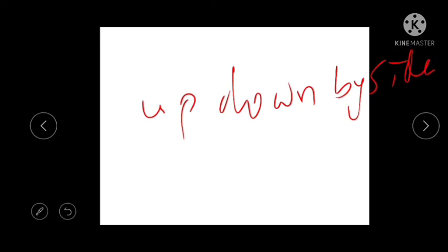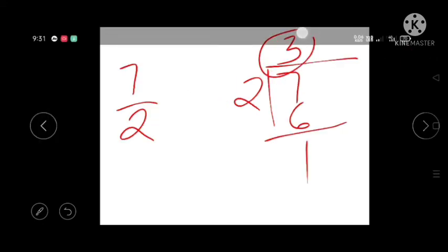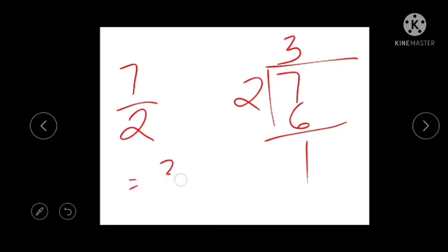Up down by side. So up means the quotient, that is 3. Write that. The next, down, is the remainder. The remainder is 1. Then by. Then side is the divisor, that is 2.